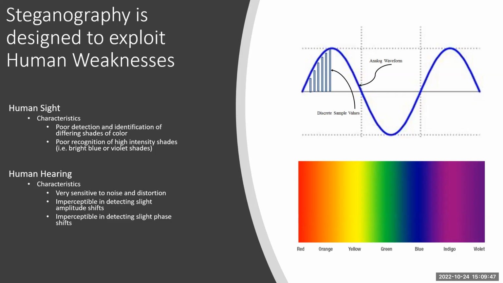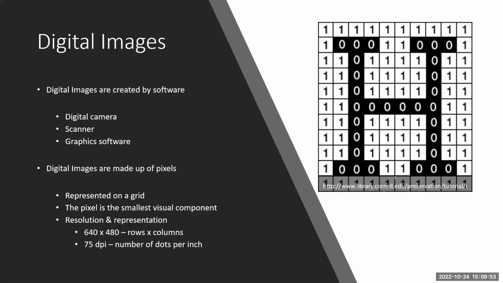So in those respects, this is where steganography really does well for us, because what happens is we have digital images that are created by different types of software. We could think of cameras, scanners, graphic software, and all those other things that really produce images.